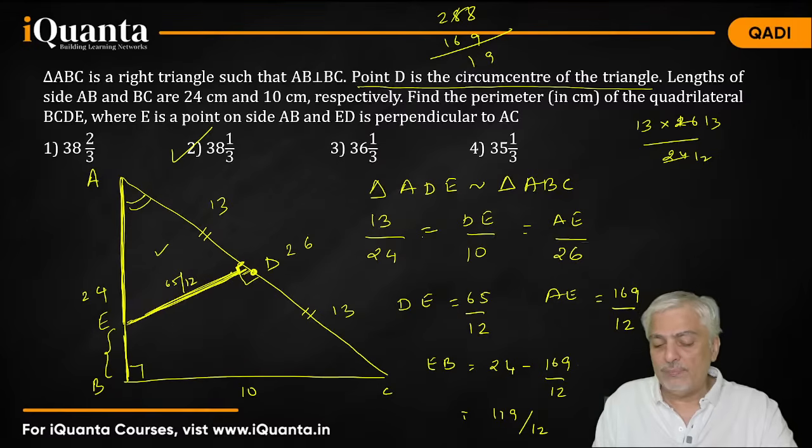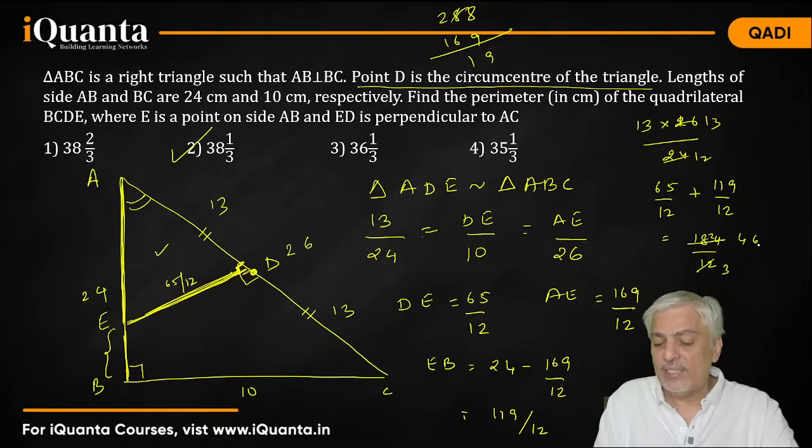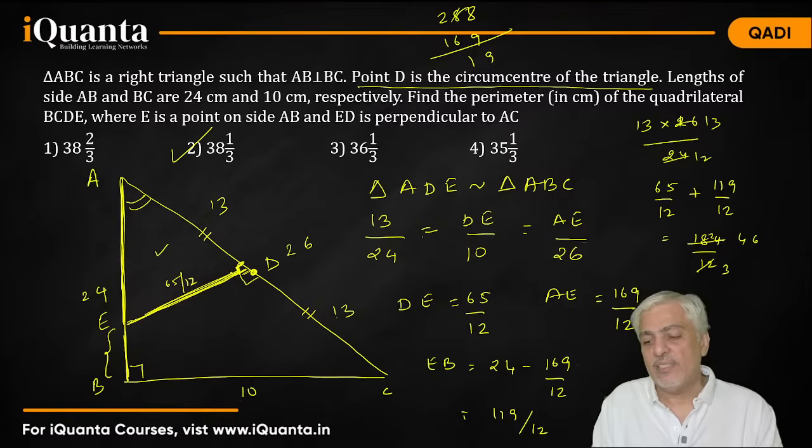65 upon 12, or if you want you can use decimal, but I would not, because the options are also not in decimal. 65 upon 12 plus 119 upon 12, that is 184 upon 12. It will go with 4: 4 3s are 12, 4 4s are 16, so 46 upon 3, plus 23 is already there. So you get your answer. 46 upon 3 will be 15 1/3. So 15 plus 23, 38 1/3. Answer is the second option.